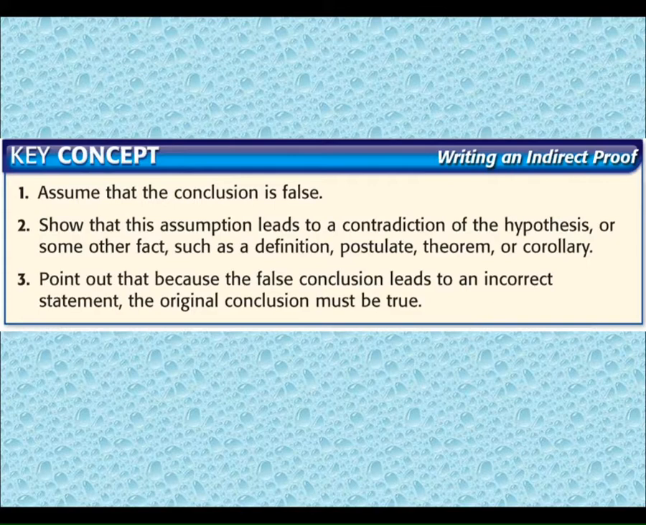Does that make sense? So instead of saying, okay, if this is true, this is what happens, we're going to assume the opposite. We're going to assume it's false, and then show that that's not true. Therefore, the original one had to be true. So these are going to be our steps in writing an indirect proof.